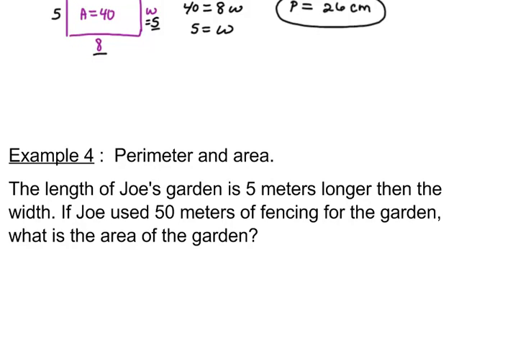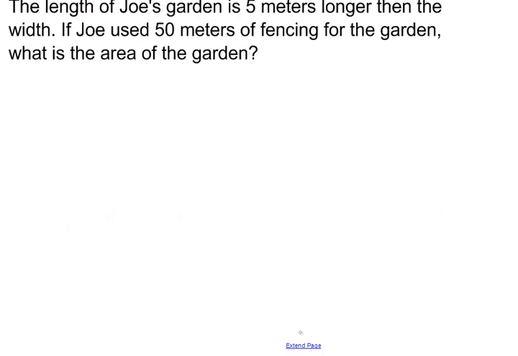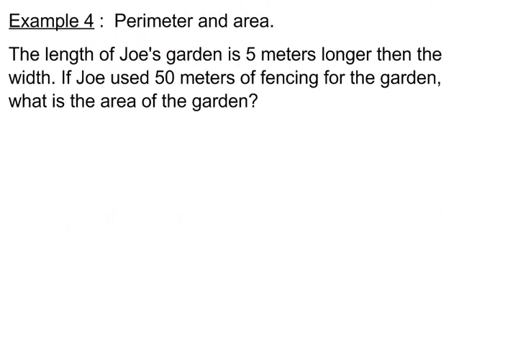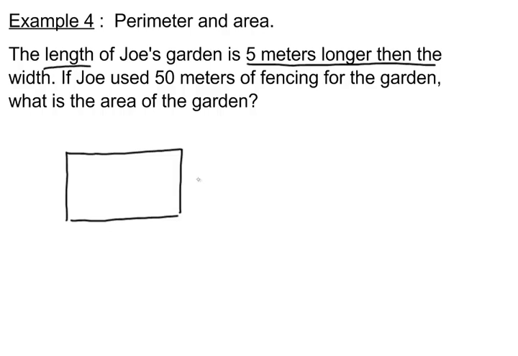Okay, let's look at example 4. We've got the perimeter and area again. We've got the length of Joe's garden is 5 meters longer than the width. Okay, so let's just draw this picture right here. I'm just reading the very first sentence. 5 meters longer than the width. So if this is the width, then the length is 5 meters longer, so it's W plus 5. If Joe uses 50 meters of fencing for the garden, what is the area? So if we're using 50 meters of fencing, this is the perimeter.